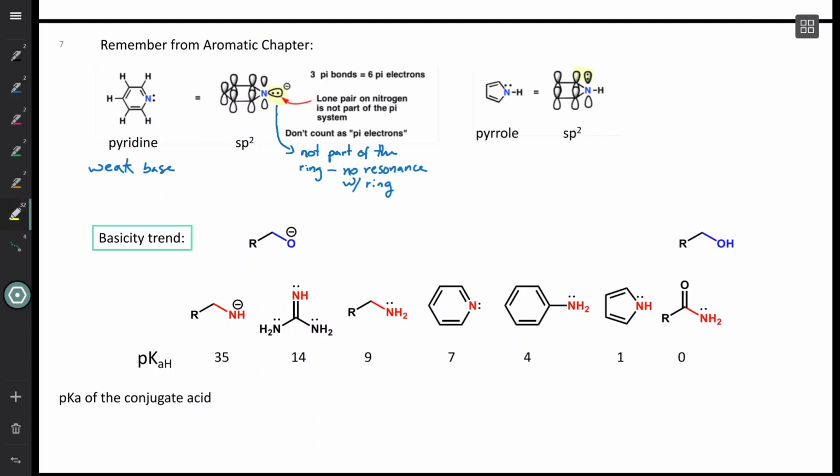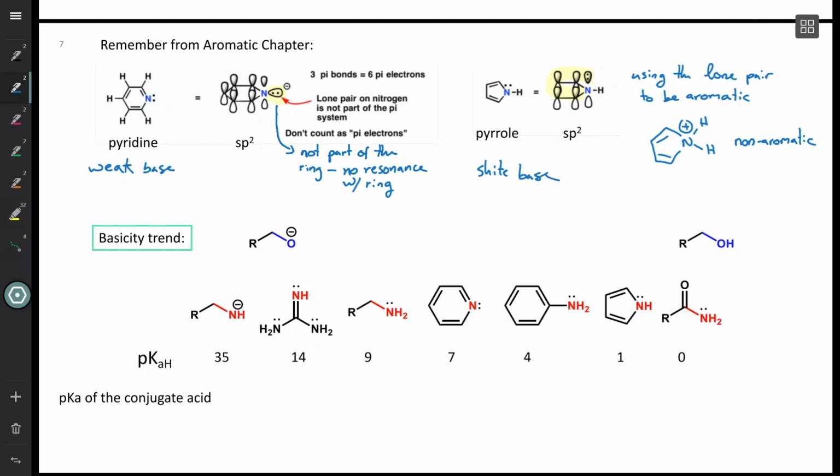On the other hand, with pyrrole, that lone pair is part of the aromaticity. It is using the lone pair to be aromatic, so it really does not want to lose it. If it did, right, this was a quiz question, this would be non-aromatic, and that would be a huge loss of energy. So pyrrole is a really poor base.